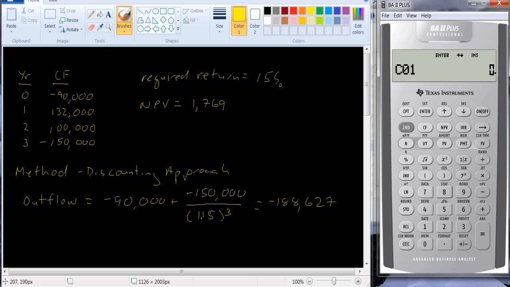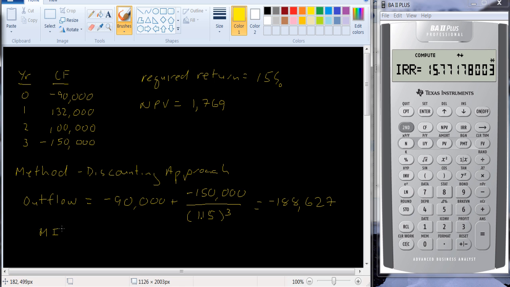The first cash flow is 132,000. So we'll hit enter, and it only appears once, so frequency is 1. Leave that alone. We have a $100,000 cash flow. Enter, and that frequency is 1. And let's compute the IRR. And we compute it, and we get an IRR, or actually an MIRR, modified internal rate of return, that's equal to 15.77%.